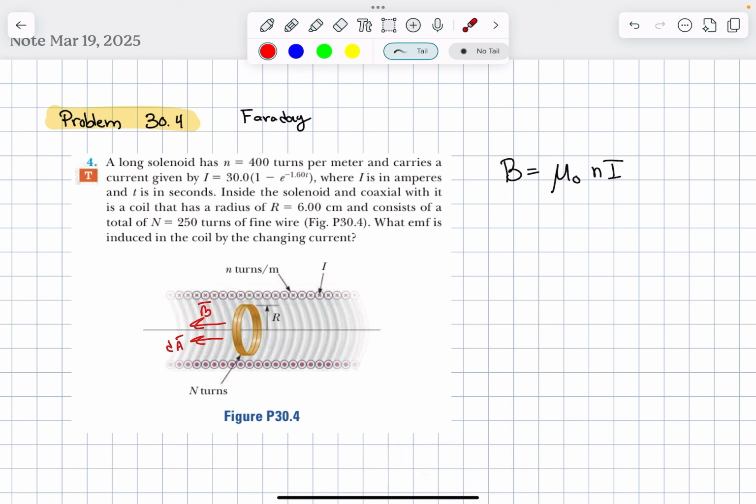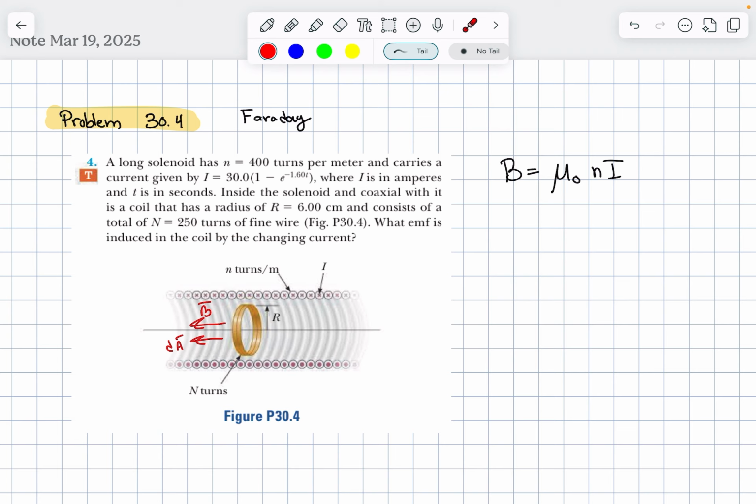Inside the solenoid and coaxial with it is a coil that has a radius r equal to 6 centimeters and consists of a total of N equal to 250 turns of fine wire. What EMF is induced in the coil by the change in current?